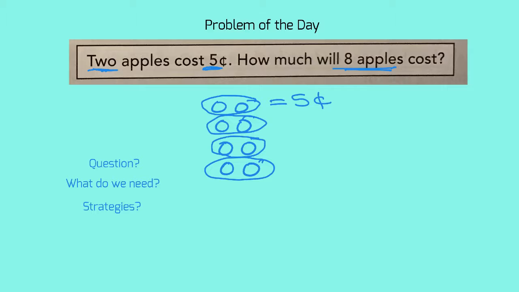So we can go ahead and count by 5s. 5, 10, 15, 20. So we know that 8 apples equals 20 cents.